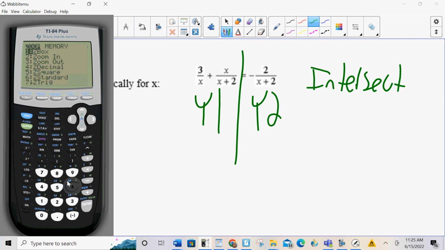zoom 6. They look kind of funky, these fractional equations. If you can't see what's going on, it'll find it. Second trace, option 5.